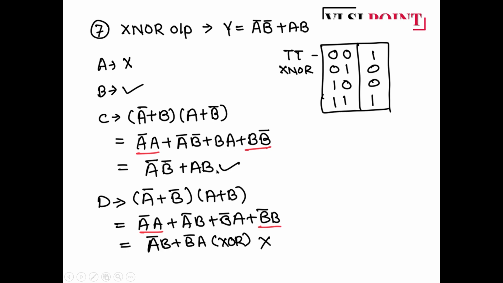In D, if you simplify further, A bar A will get cancelled and B bar B will get cancelled as in option C, but A bar B plus B bar A is nothing but XOR. So basically in this question, A and D are XOR and B and C are XNOR. So we have multiple answers, B and C.